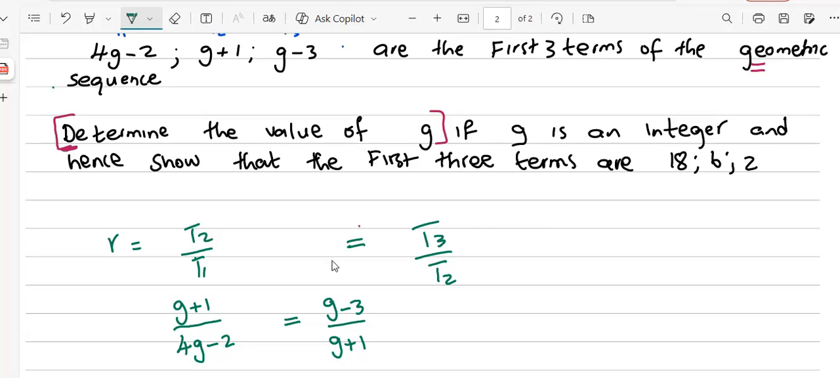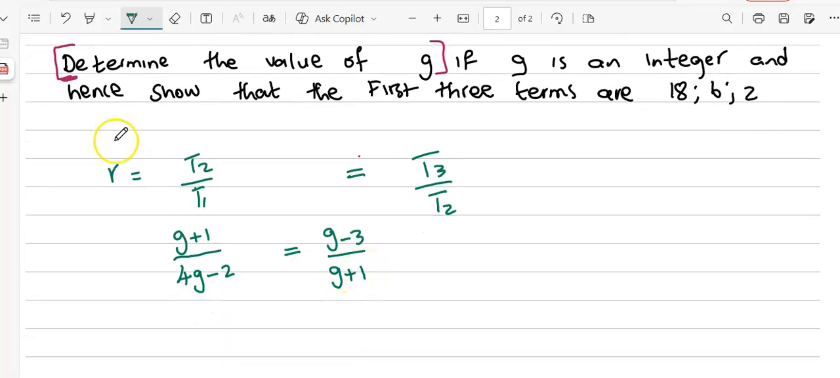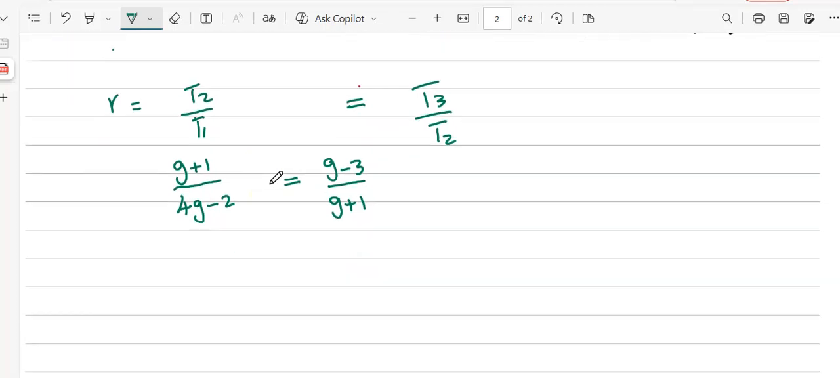So you can see that when you have something like this, this gives you the chance to find g, because you'll be able to cross multiply and multiply out the bracket. I need you to rewrite this equation in this form. Let's work it out here: you cross multiply. You take the numerator of this fraction and multiply it with the denominator of the other.